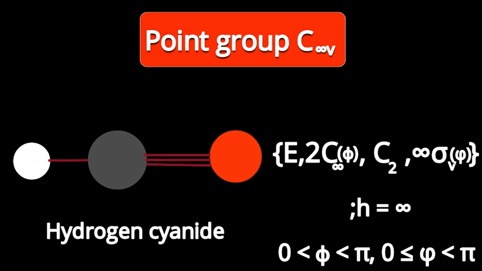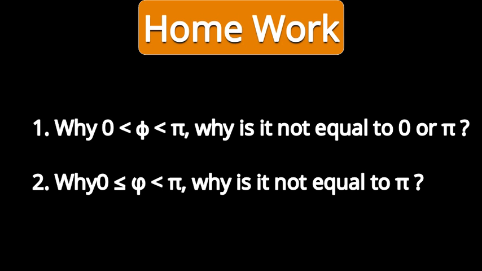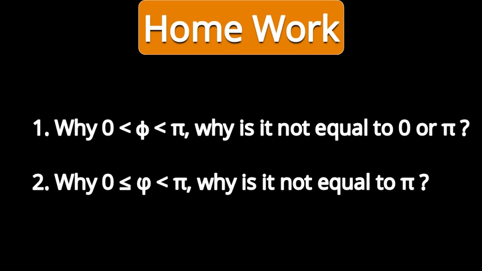Now let us come to the homework task. Two questions are for you. The first question: why do we consider the variant angle phi that we were considering for the C infinity axis to be greater than 0 and less than pi? Means why is it not equal to 0 or equal to pi? I had given you the answer in this video as well as in the video on proper axis of rotation, but I want the explanation from you in the comment box.